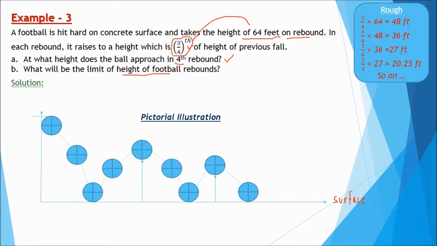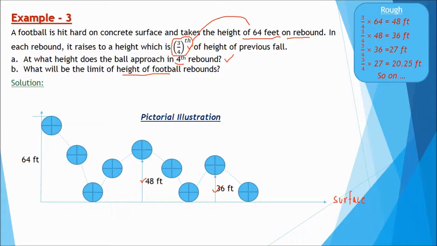Now let's see the rough calculation. You can see the rough calculation. 3 by 4 of 64 is 48, which means this height is 48, and 3 by 4 of 36, this height is 27, and so on. We haven't drawn it completely: 64, 48, and 36, and it goes on to 27.